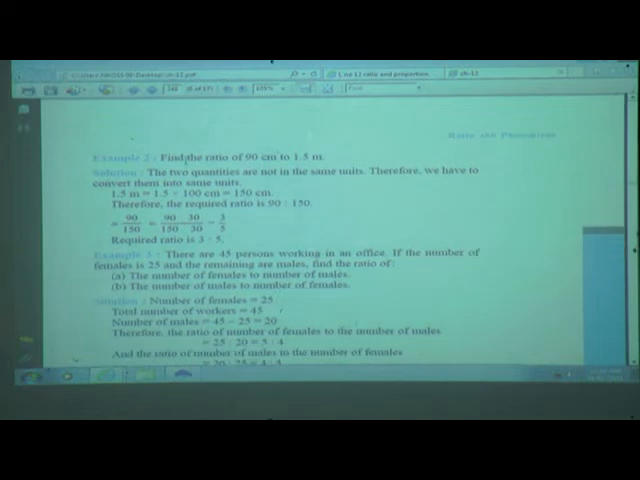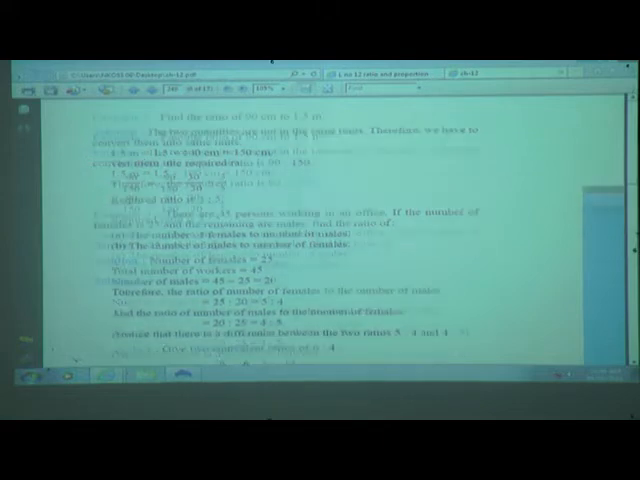One more example. Find the ratio of 90 centimeter to 1.5 meter. Again the units of the two quantities are different, we need to make them the same. So converting into the same units, 1.5 meter is equal to 1.5 into 100, so we got 150 centimeter. Now comparing them, 90 upon 150, so we got 3 upon 5. The required ratio is 3:5.